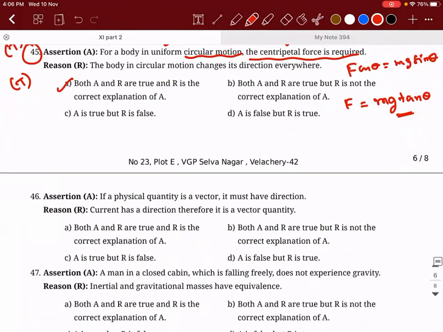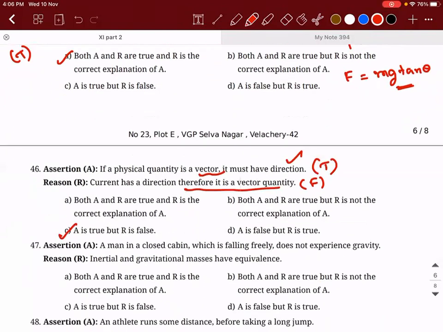Okay, next. If a physical quantity is a vector, it must have direction. True or false? Current has direction, therefore it is a vector quantity. This I've already discussed during the scalars and vectors itself. This is false. So A is true, but R is false.